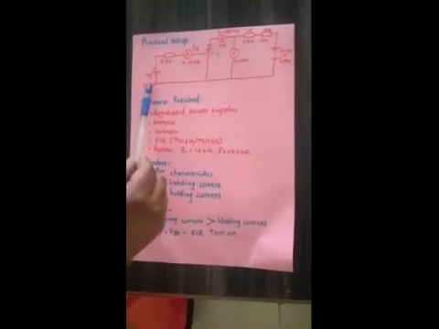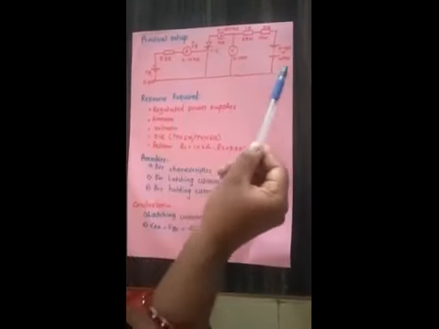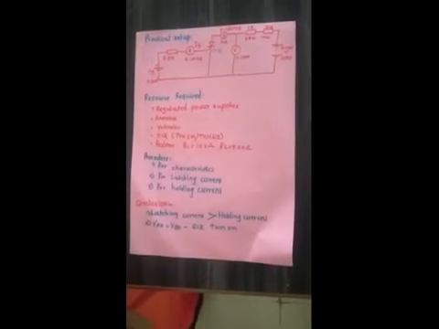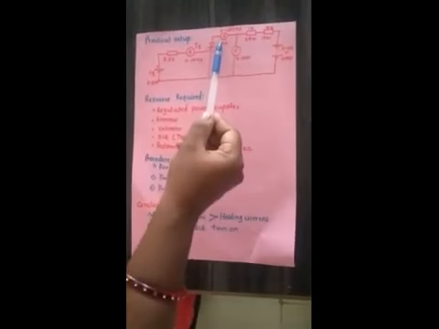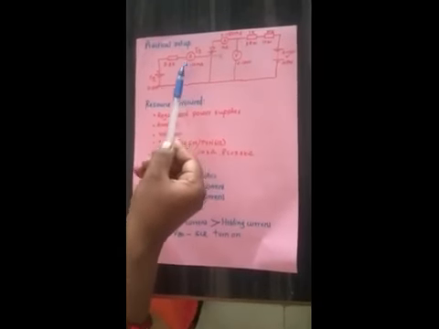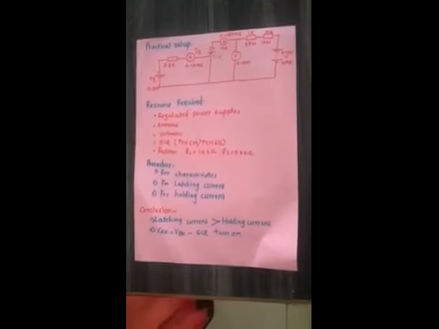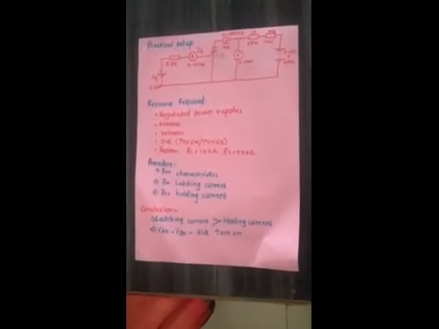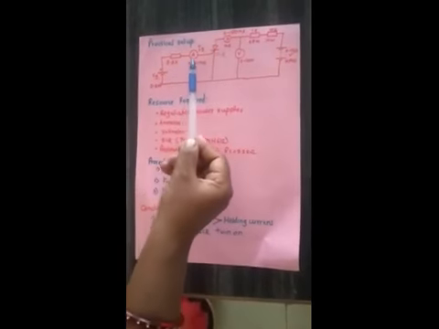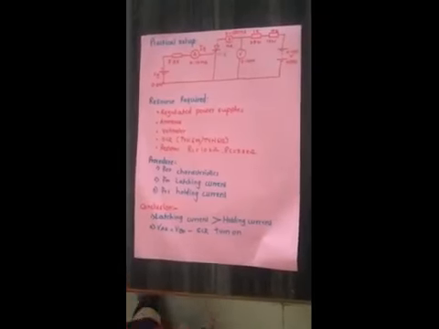After that, apply a gate pulse with gate current of 1 or 2 milliampere, increase the voltage until the SCR turns on, and note down this voltage as well as the anode current reading. Then for the third reading, increase the gate current to 4 milliampere and so on. This procedure is repeated for 6 to 7 readings. Then you will get the values of VAK, IA, and different values of IG.